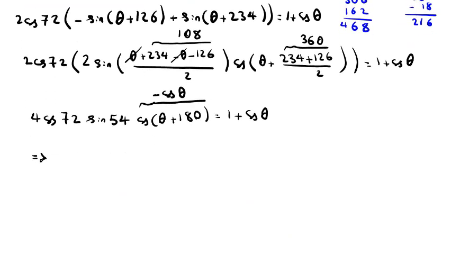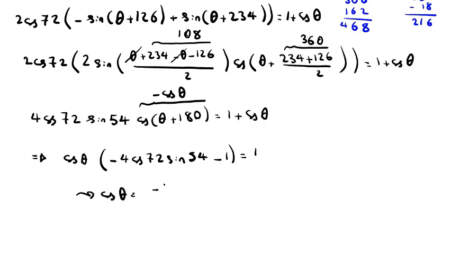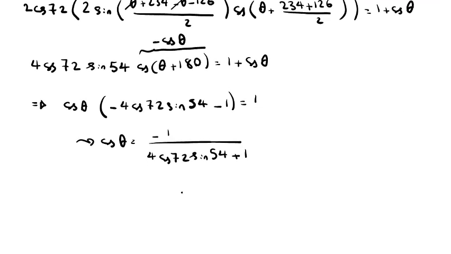So we say, okay, cos theta is, if we factor, it will be, take it here, negative 4 cos 72 sine 54 minus 1 equals 1. So cos theta is negative 1 over 4 cos 72 sine 54 plus 1. Now we should focus on finding these things.